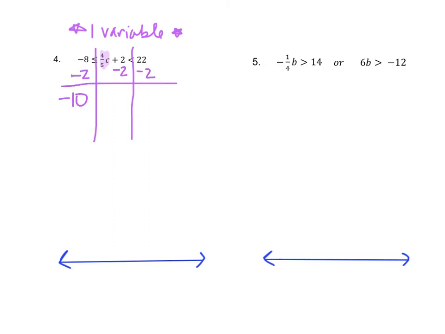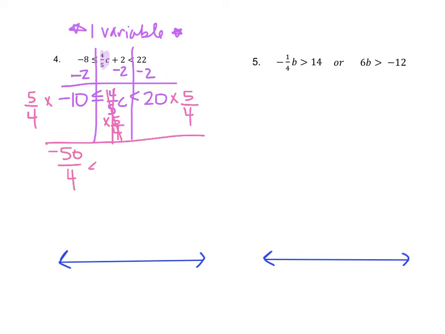So I have negative 10 is less than or equal to 4/5 c, which is less than 20. To get rid of that fraction, if I want to do it all in one step, I'm going to multiply by the reciprocal. Multiply by 5/4 to cancel. Multiply by 5/4 on every section. When I do so, I get negative 50 over 4 is less than or equal to c, which is less than 100 over 4.